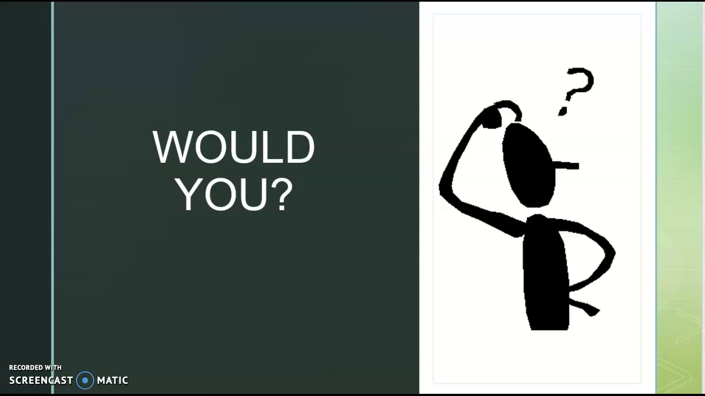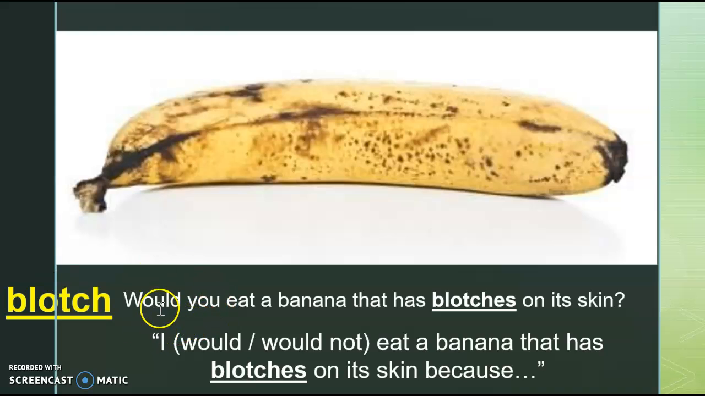So we're going to describe something, and I want you to think, would you? Take a look at the first example. We see a photograph of a banana. The question is, would you eat a banana that has blotches on its skin? If you have someone next to you, you can turn and talk or think to yourself.